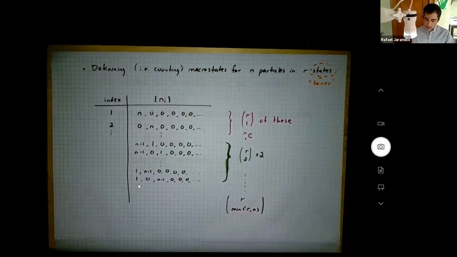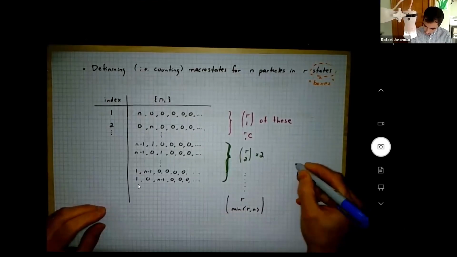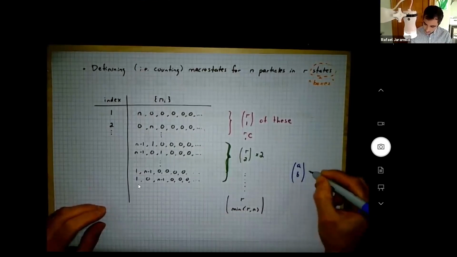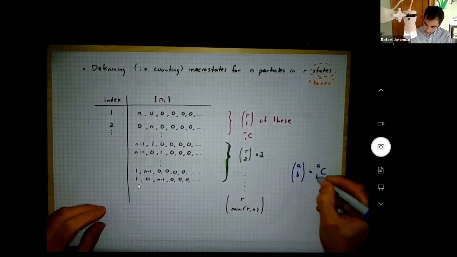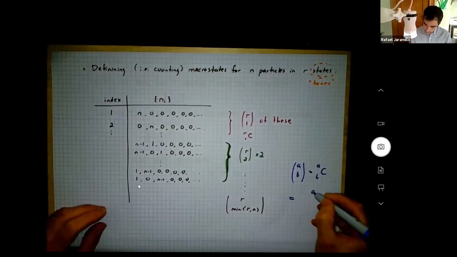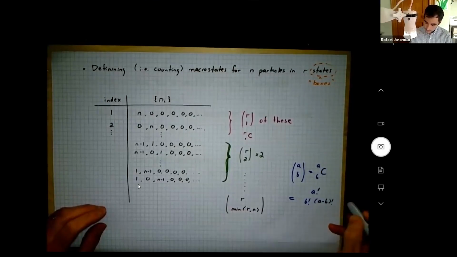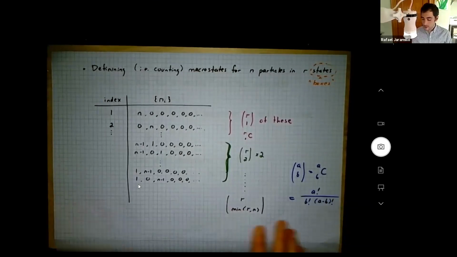And in general, A choose B is what? It's A factorial over B factorial times (A minus B) factorial. So if this is unfamiliar to you, the wiki entry is a good place to start, if you haven't seen this before. I hope that helps.